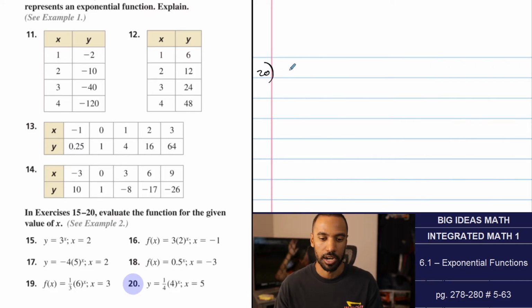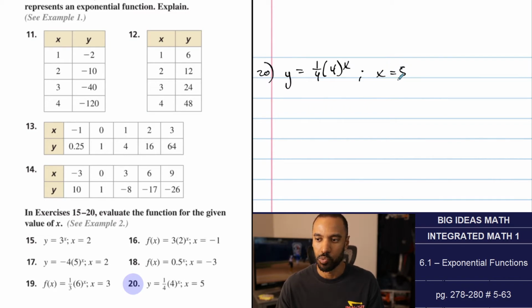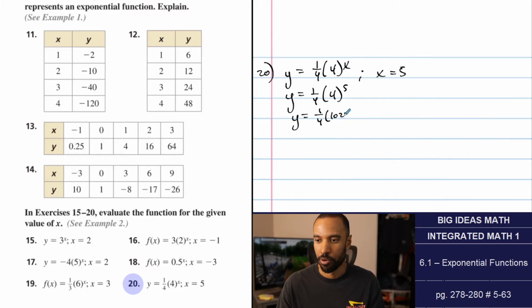Absolutely. Let's see it on number 20. y equals 1/4 times 4 to the x power. Again, we have to do the exponent first here. We can't just say, oh, 1/4 of 4 is 1, and 1 to the 5th is 1. No, that's not how it works. We got to do 1/4 of 4 to the 5th power. 4 to the 5th power, I think we saw this in the example in a lecture portion. That is 1,024. So a quarter of 1,024 is 256.